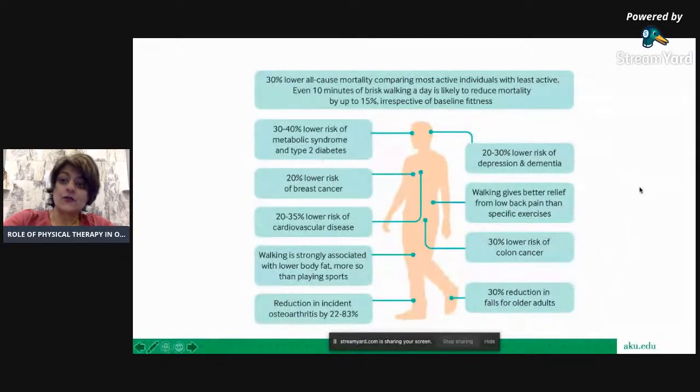Okay, so this is one of the ways that I try to empower and encourage my patients to be compliant with exercise, particularly those that are obese and who want to become healthier.